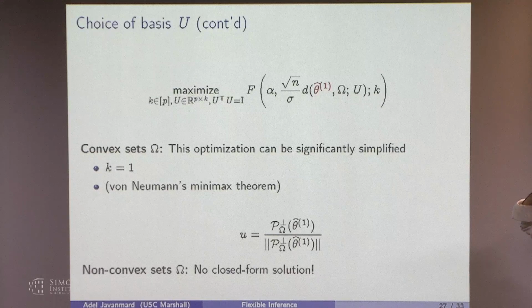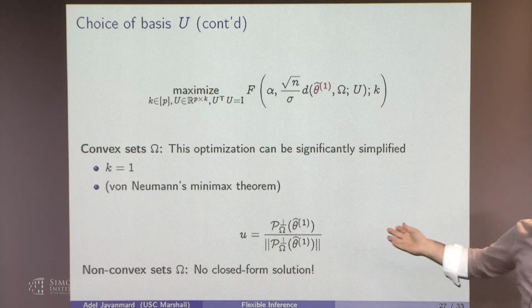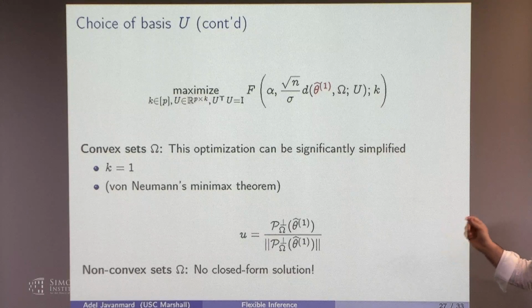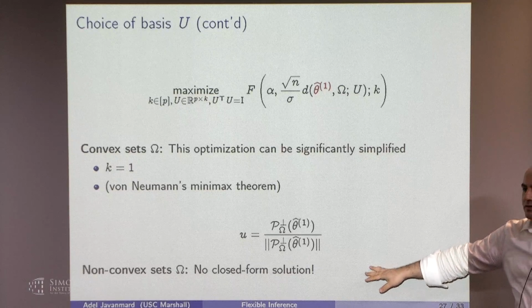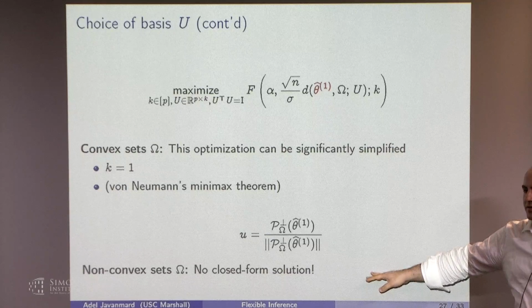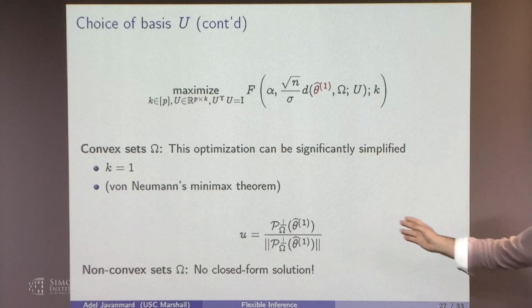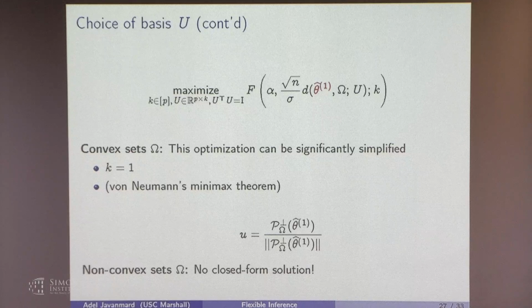But for the non-convex omega, there is no closed form. You need to do that case by case. So for instance, in the case of testing the theta mean condition, your omega is non-convex, it's even disconnected, but we are able to see what's the solution for that case. But there is no closed form for any non-convex omega.